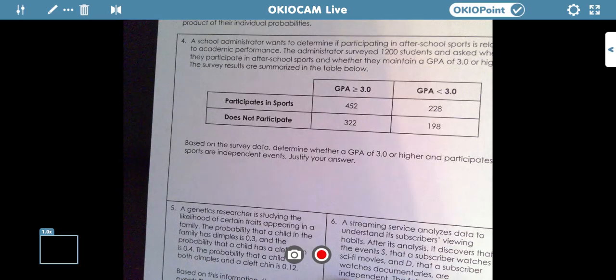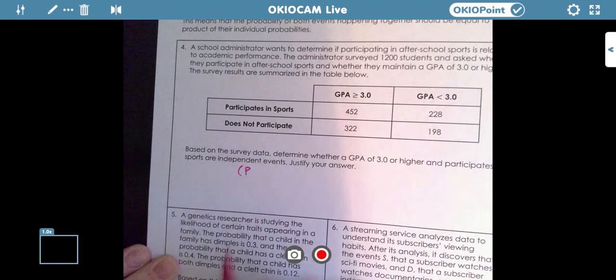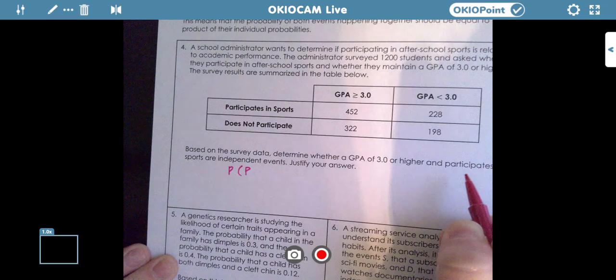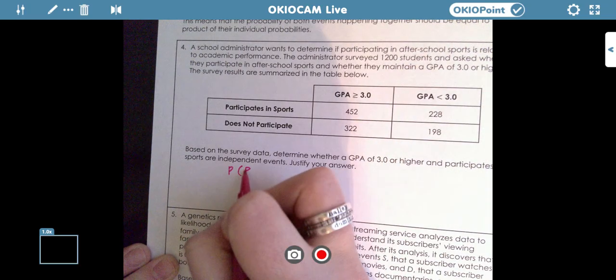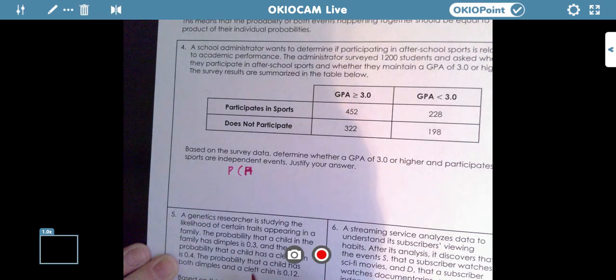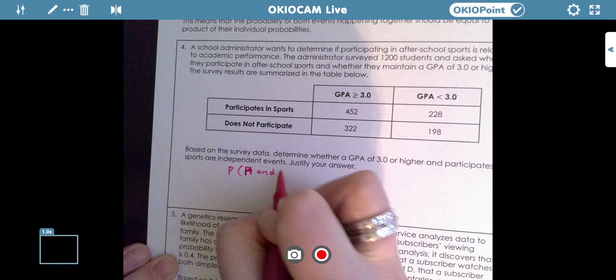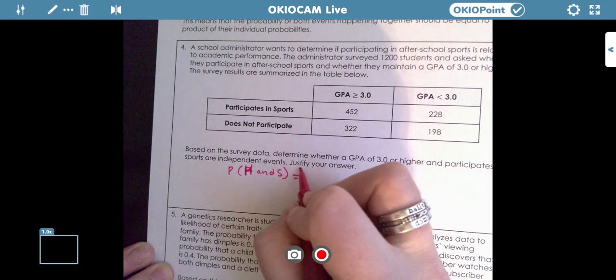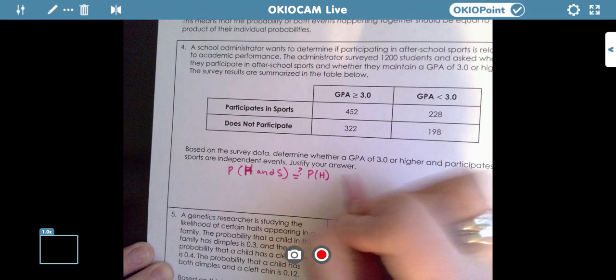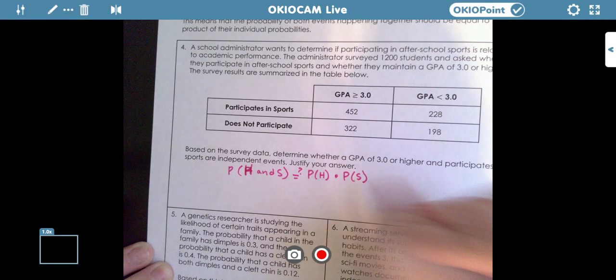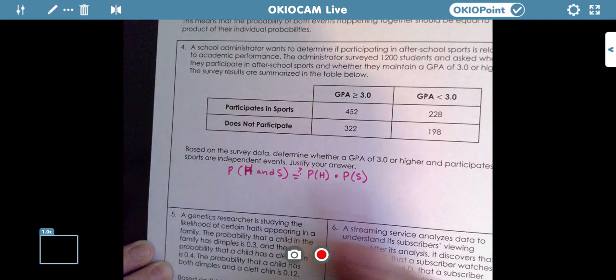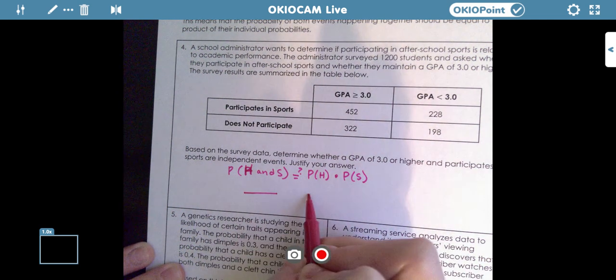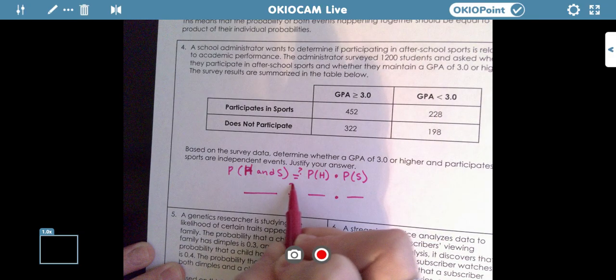Based on the survey, determine whether a GPA of 3.0 or higher and participates in sports are independent events. All right, so probability of a GPA of 3.0 or higher, so we'll say H for higher, and sports. So higher and sports, we want to know, is that equal to the probability of 3.0 or higher times the probability of sports? Now, when you do this one, there's no givens. So they're all over the grand total when we're trying to figure this out.